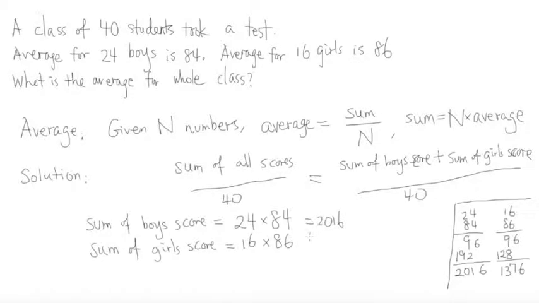2016 plus 1376. The total is 3392. So you're supposed to get 3392 over 40, and you divide. Let me try to do it in my head. 32 divided by 4 is 8. So you can use the calculator if you want. I think the answer is 84.8.